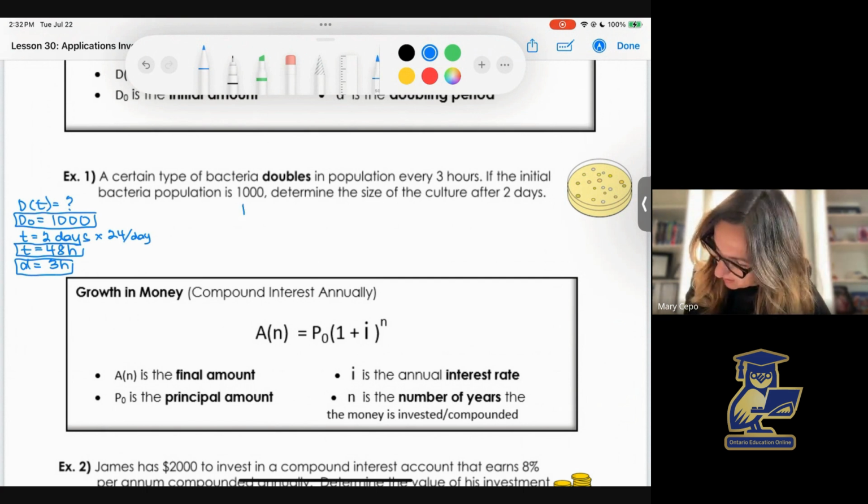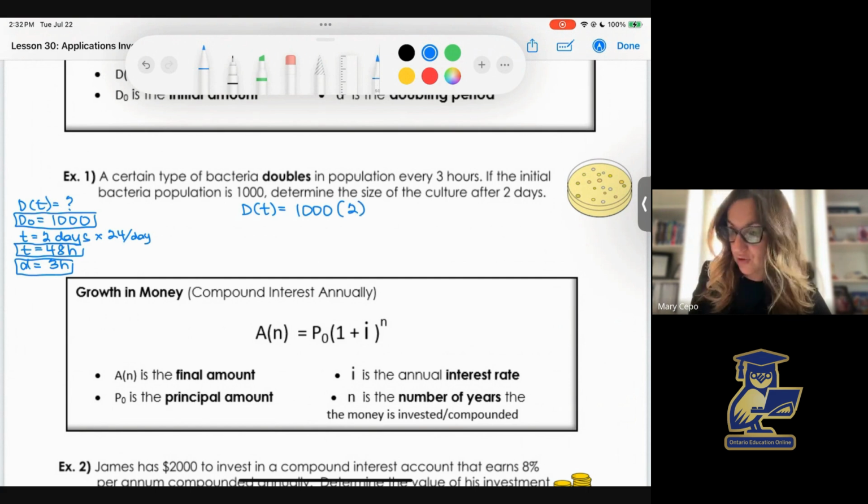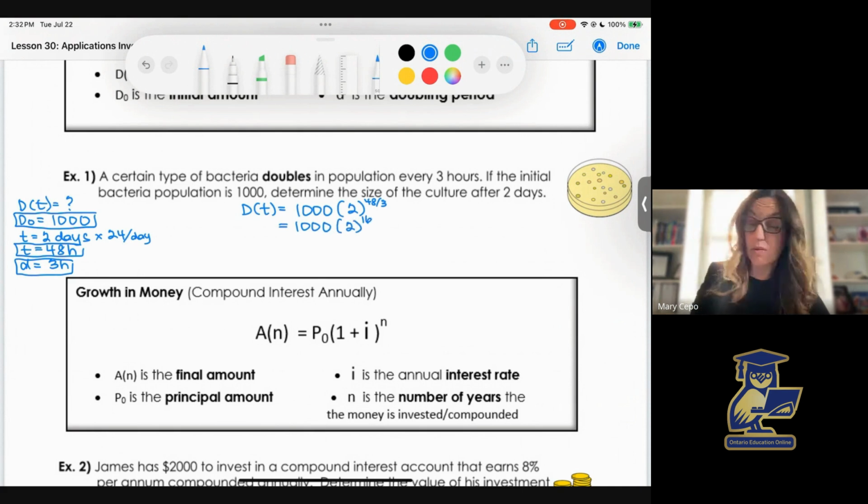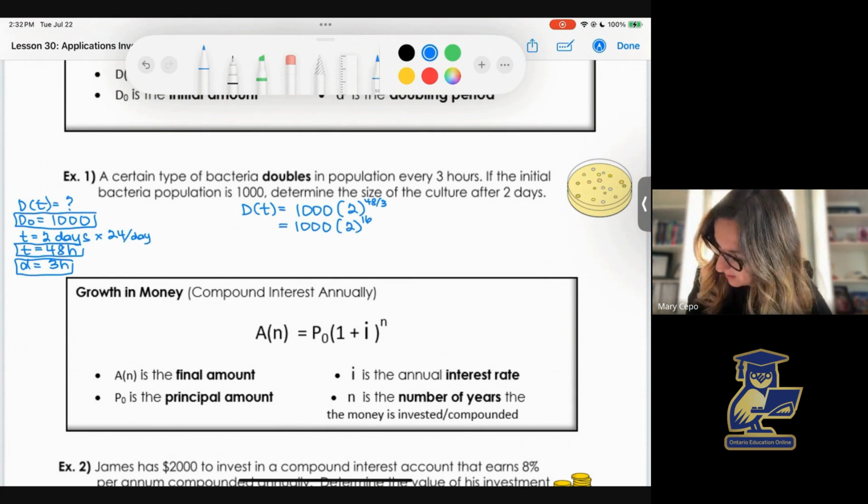So substituting, we'd have d at t is equal to the initial population, which is 1,000, times the doubling, which represents a base of 2, all to the exponent of 48 over 3. So t over d. Simplifying, always following BEDMAS, 48 divided by 3 we know is 16, so 2 to the power of 16. Again, always following BEDMAS, we deal with 2 to the power of 16, which would be 65,536, and we multiply that by 1,000, which gives 65,536,000.